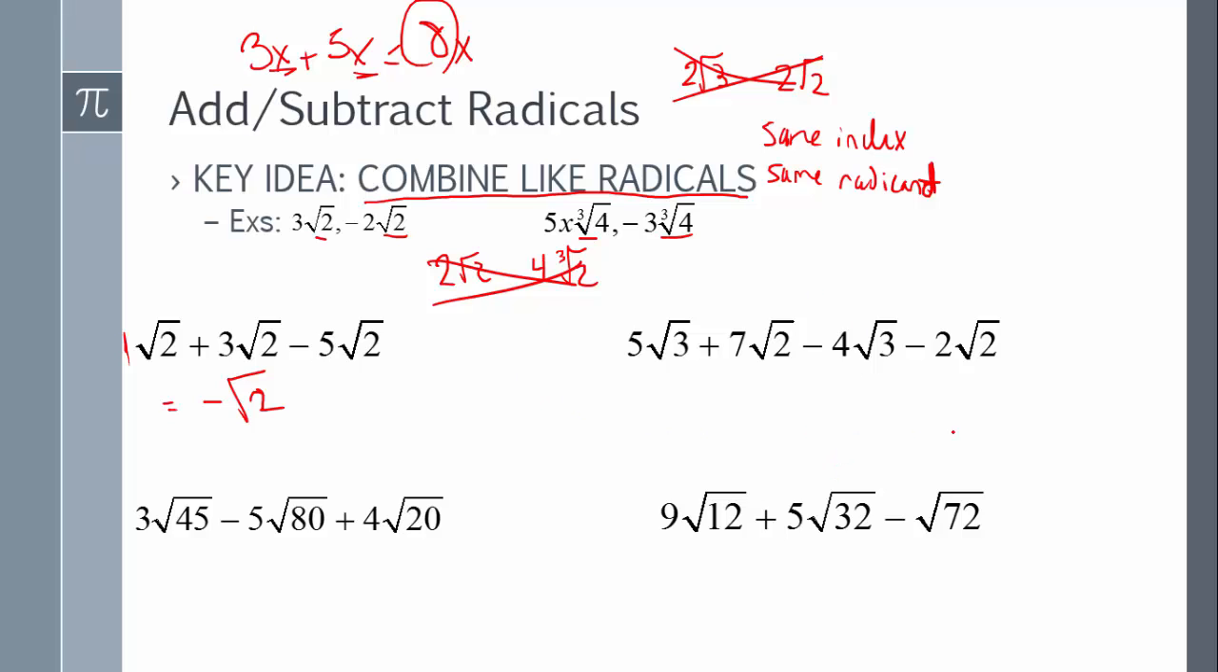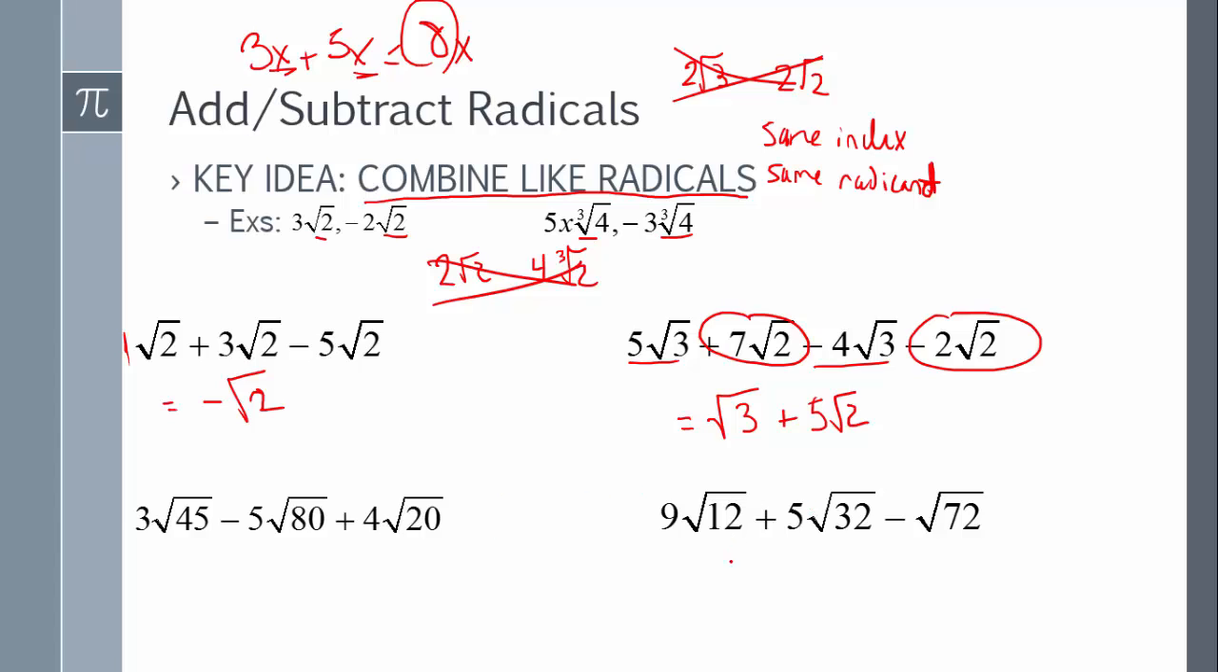We can do this in a problem with more than one radicand. Again, we just combine the like ones. So 5 root 3 and negative 4 root 3 are like radicals, and we're left with the square root of 3 for that pairing. 7 root 2 and negative 2 root 2 combine to get me positive 5 root 2. I cannot add any further. Do not add any further. Stop here. It is possible that we can end up with final answers that contain more than one radical, and that's absolutely fine. All right?